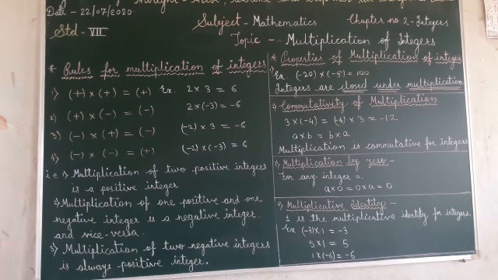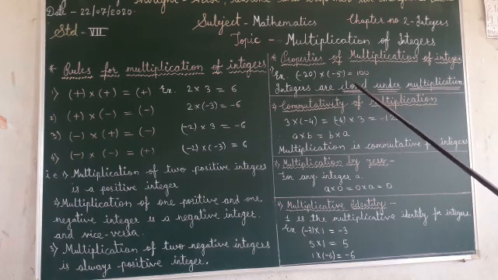First property is the closure property. Take two integers: minus 20 is an integer, minus 5 is another integer. If you multiply, you get positive 100, since both are negative integers. This 100 is also an integer. It means that multiplication of two integers gives an integer.